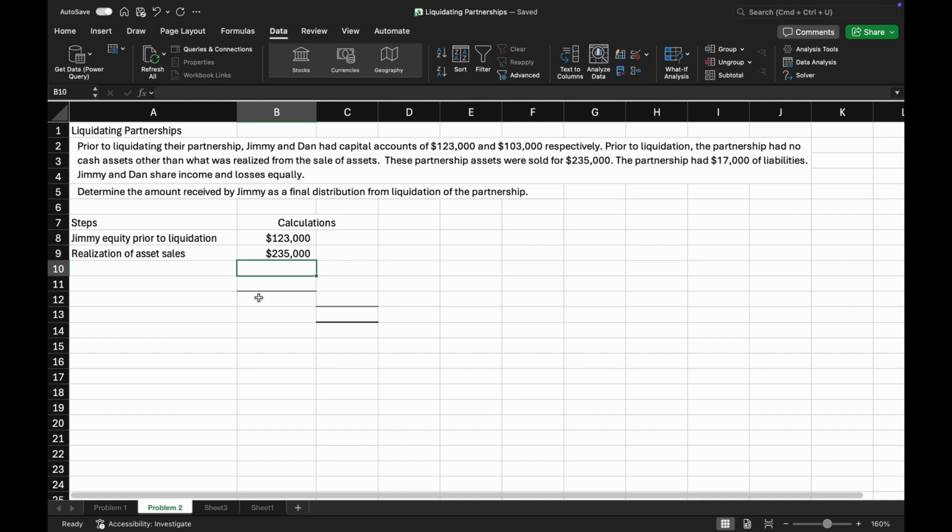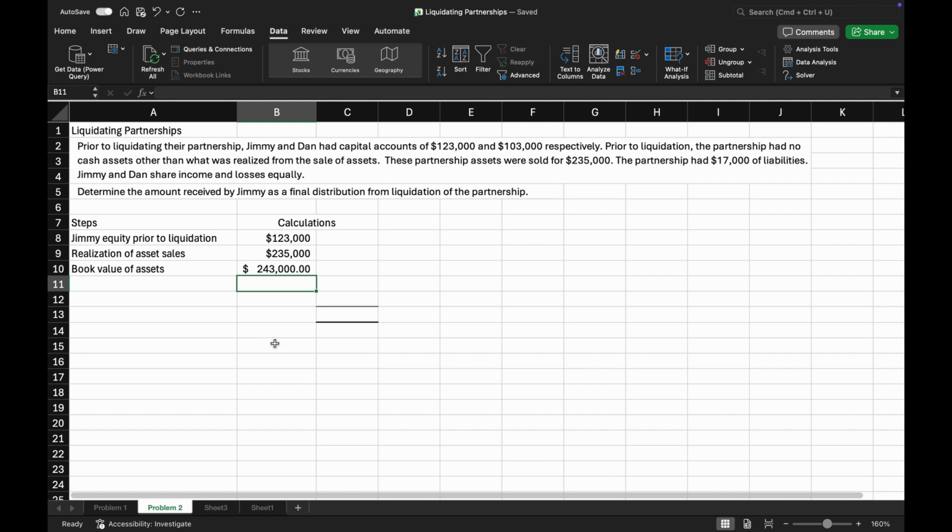We then need to subtract the book value from the market value to find the gain or loss on the liquidation. Firstly, the book value is found by adding the liabilities and owner's equity, which is $17,000 plus $123,000 plus $103,000, which comes out to $243,000 for the book value of the assets.